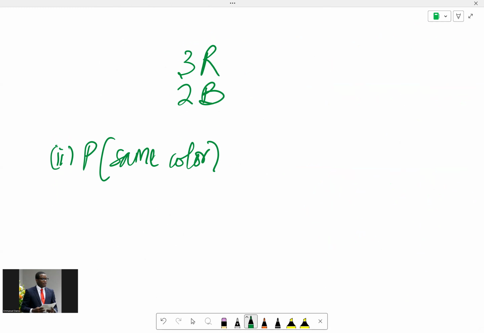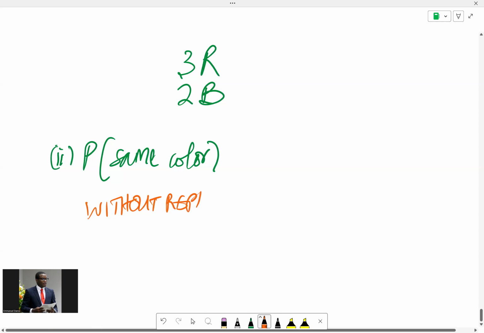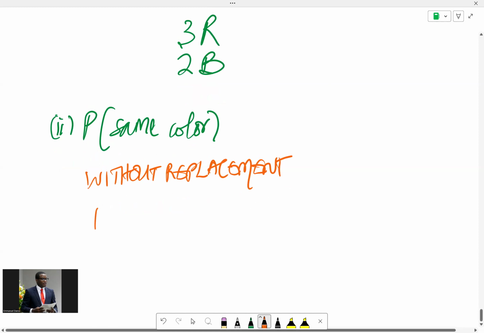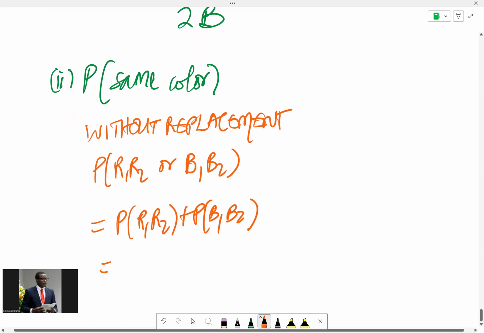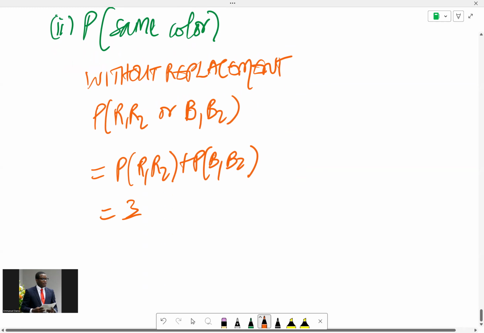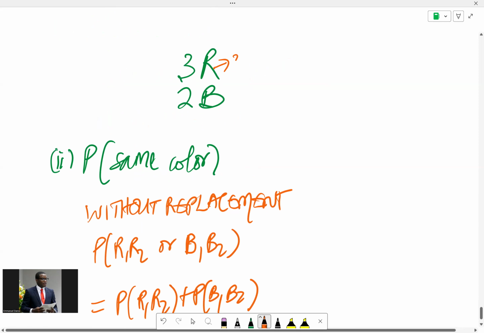In that case now, with replacement or without replacement, first of all, without replacement, what happens? Without replacement, it means probability red first, red second, or blue first, blue second, because you're talking about the same color now. So that is probability R1, R2 plus probability B1, B2. So red is 3, right? So you have 3/5 times, now after you have removed 1 red here, you have 2 red left and you have 2 blue.